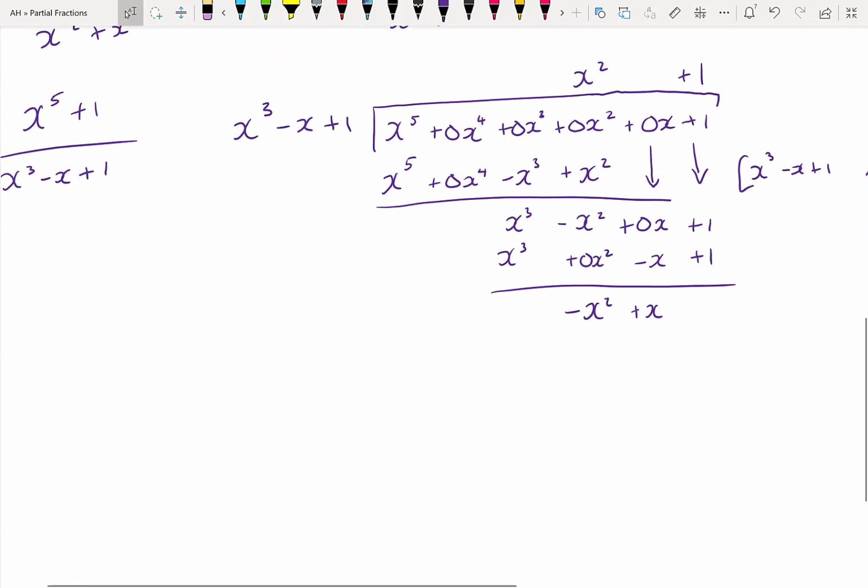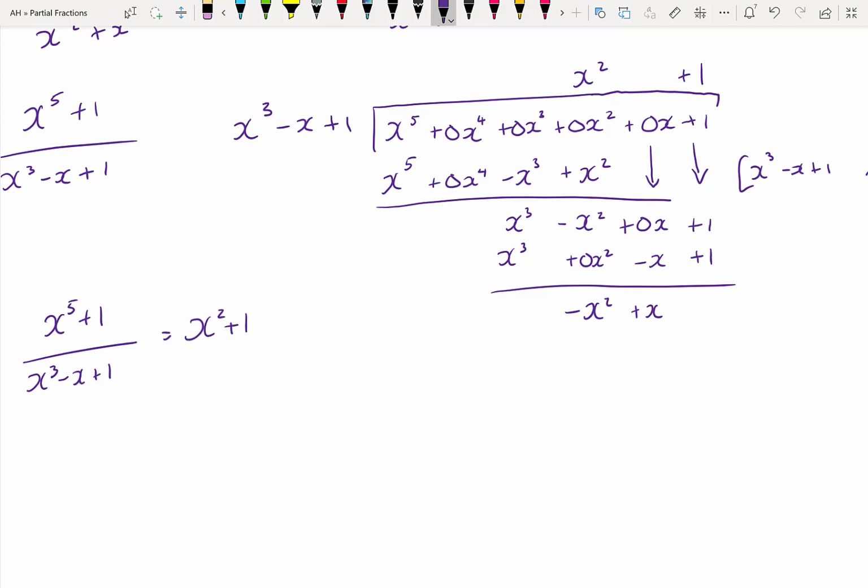And so what I can say then is that x to the 5 plus 1 over x cubed minus x plus 1 is equal to x squared plus 1, and then I was left with minus x squared plus x all over x cubed minus x plus 1.